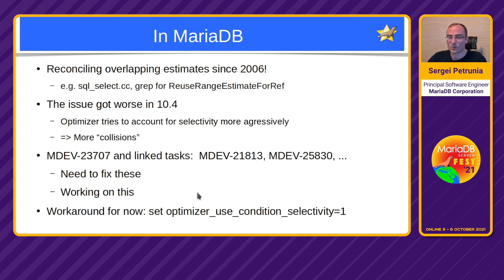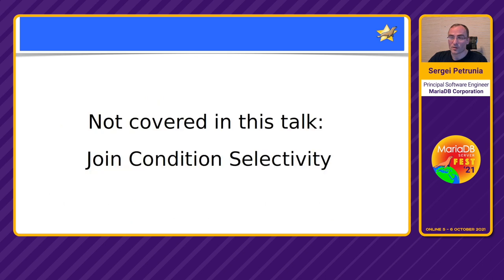The workaround for now, if you are hitting this problem with a poor plan because of overlapping statistics, is to set the optimizer to use the old way, basically ignoring selectivity data from histograms. Set optimizer_use_condition_selectivity to 1. I don't have time to cover joint condition selectivity in this talk at all, which is also a fascinating topic.